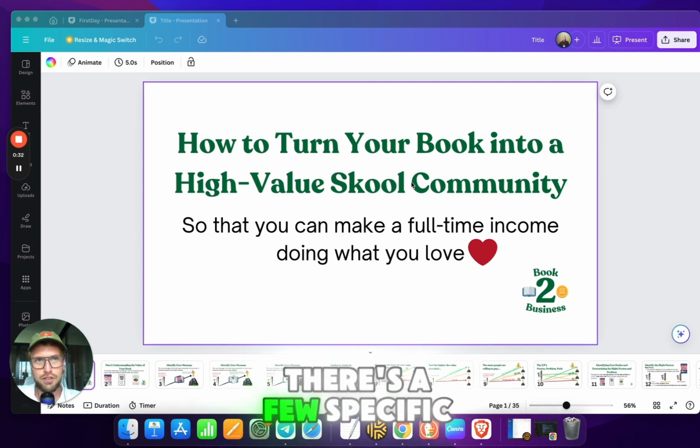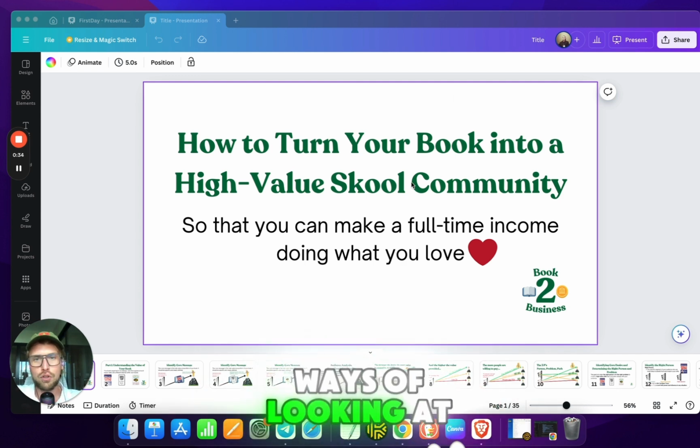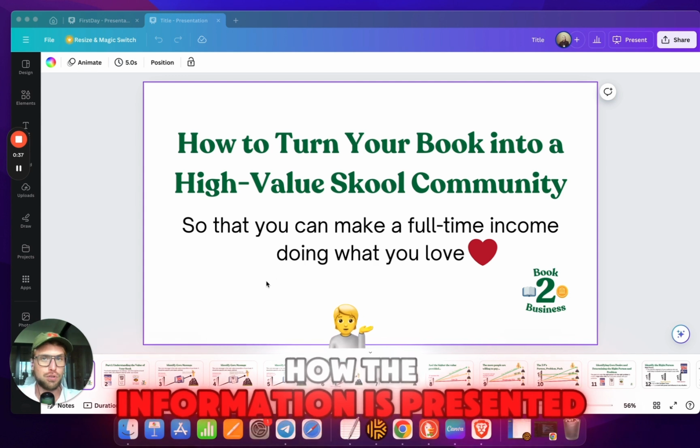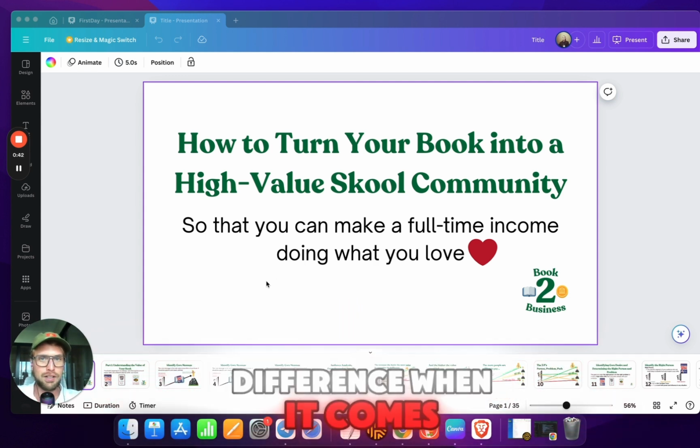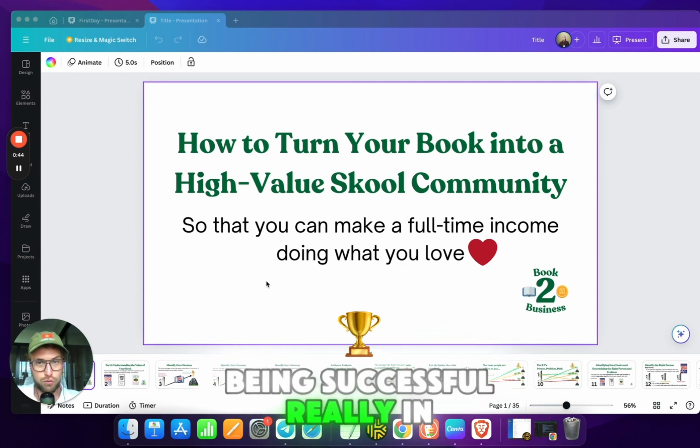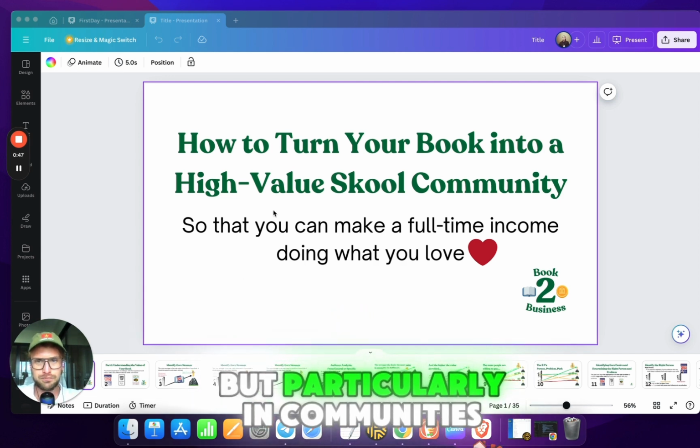to happen. There's a few specific ways of looking at how the information is presented and who it's presented to that makes all the difference when it comes to being successful really in any business, but particularly in communities.